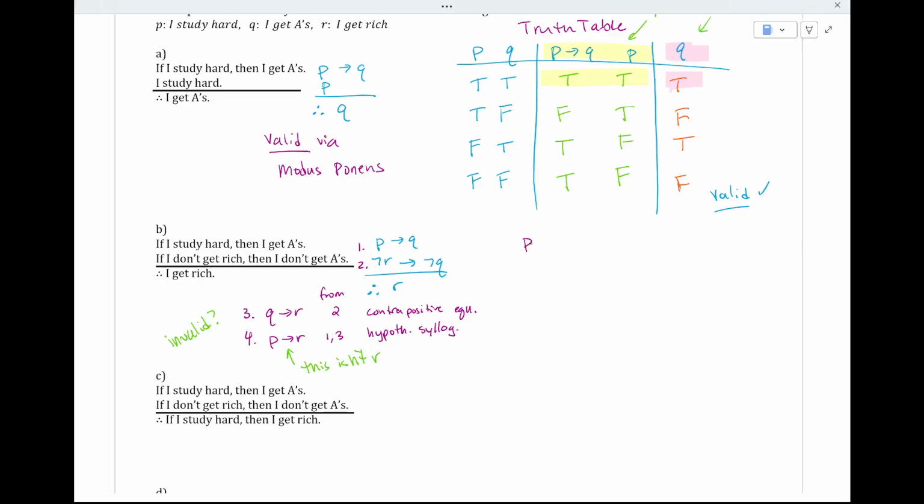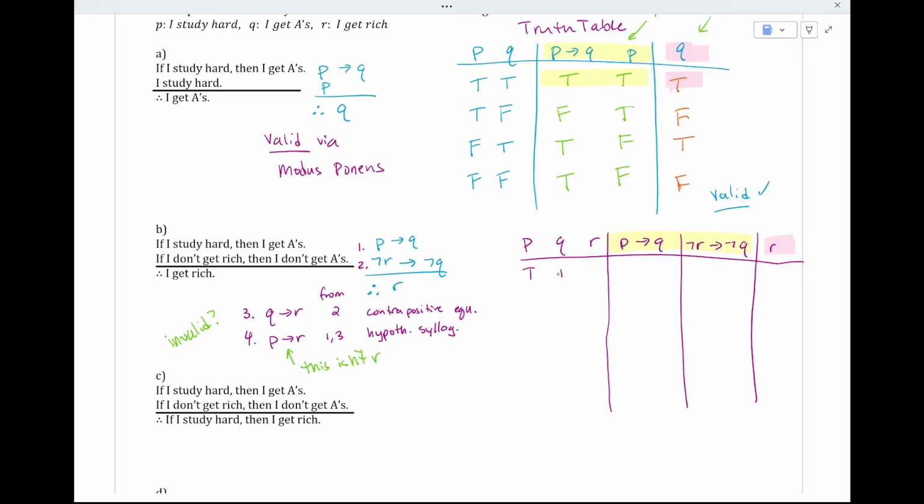So I've got P, Q, and R. And then my hypotheses are P implies Q, and not R implies not Q, and then I've got R over here. So what I want to look at is any rows where these are true and this one is false. So let's see, I want P implies Q to be true. So let's have P and Q both be true. Then this is true. Let's have R be false. Well, I guess, let's see.